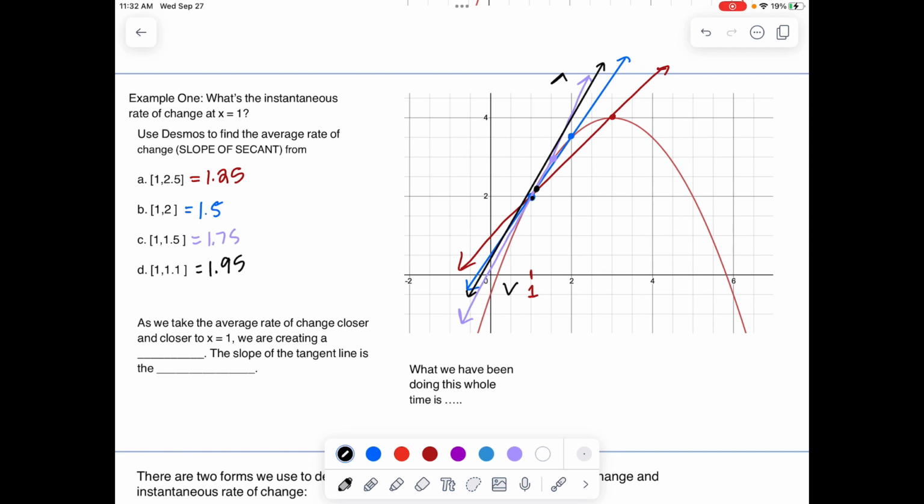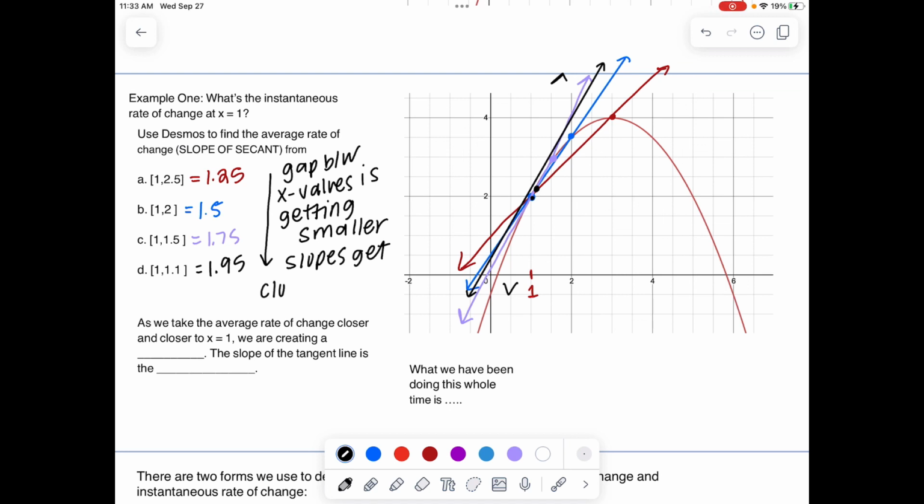And then also, if you notice what's happening with these average rates of change, as we move that second x value closer to the first one, the gap between the x values is getting smaller. And as that happens, my slopes get closer. What do you guys think they get closer to? You can guess. My slopes get closer to 2, right? It goes from 1.25 to 1.5 to 1.75 to 1.95. So they get closer to 2.